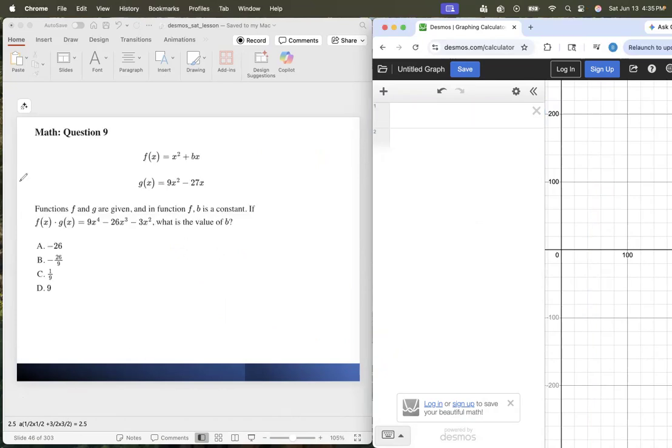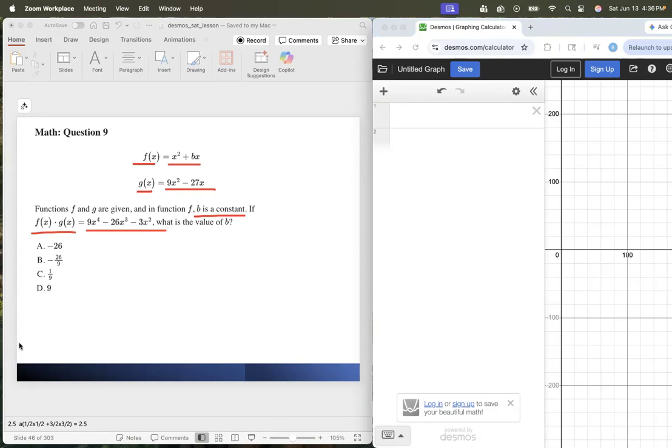Question 9 is a good question to teach you algebra and Desmos. They give you f of x, they say x squared plus bx. They give you g of x and they give you that. If f and g are the given functions and b is a constant, they told you f of x times g of x will give you this function. What is the value of b?